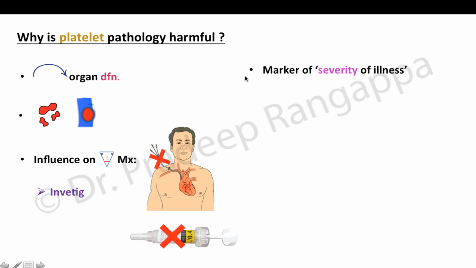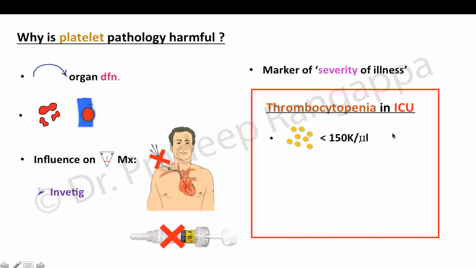And most importantly, low platelet is also an important marker of severity of illness, because although low platelet is something you may ignore when there is no bleeding manifestation, what it really indicates is that it can be a marker of severity of illness, and it helps you to prognosticate the disease and the underlying disease in a patient. So, how do you define thrombocytopenia in ICU?